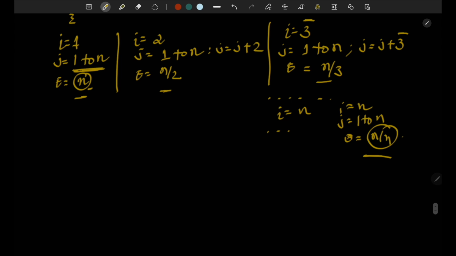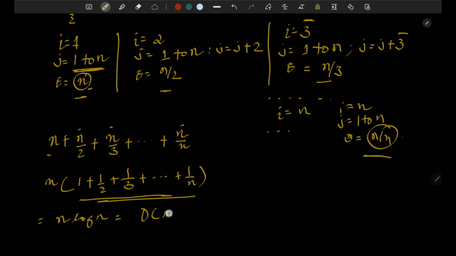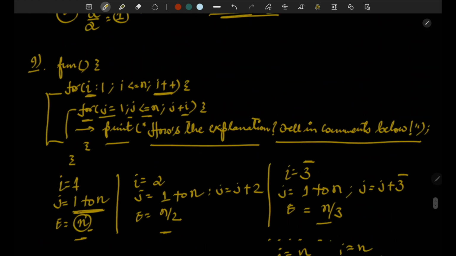So let's sum it up and find out what is the output. So n plus n by 2 plus n by 3 plus n by n. Let's take n as common. So we have n, we have 1, we have 1 by 2, we have 1 by 3, and we have 1 by n. And this thing is nothing but log of n. So essentially what we have is n log n, and the runtime complexity for this particular code is going to be big O of n log n.